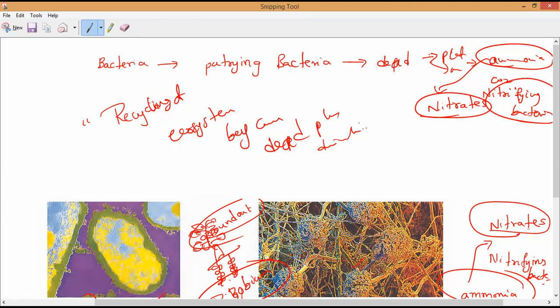So please, all of you, write one point. If they ask you in the exam about the importance of decomposers, you have to write it. It is only due to the presence of decomposers.